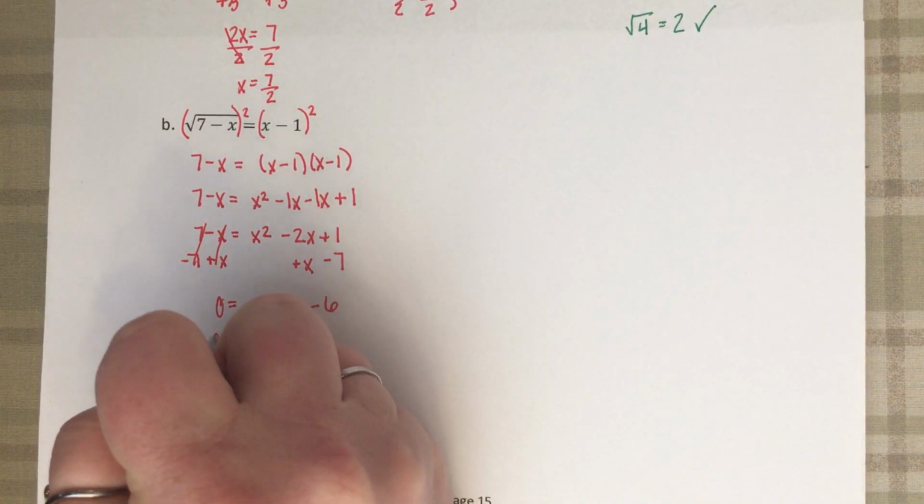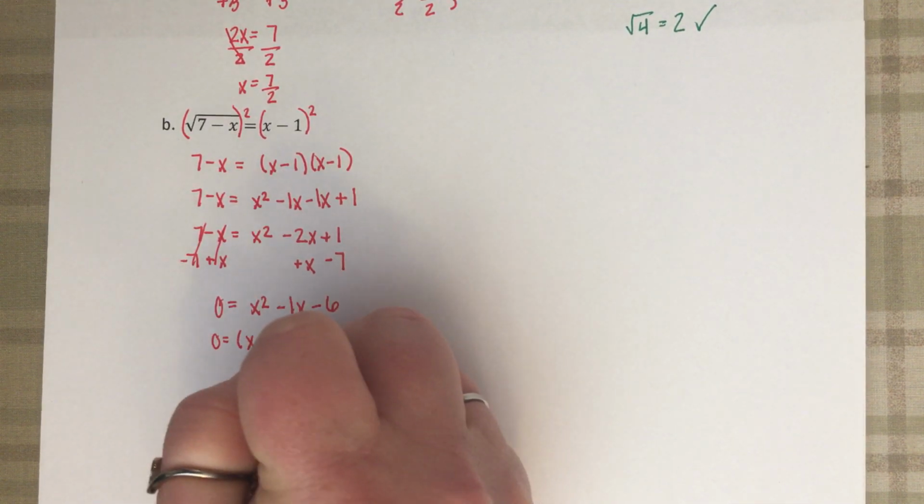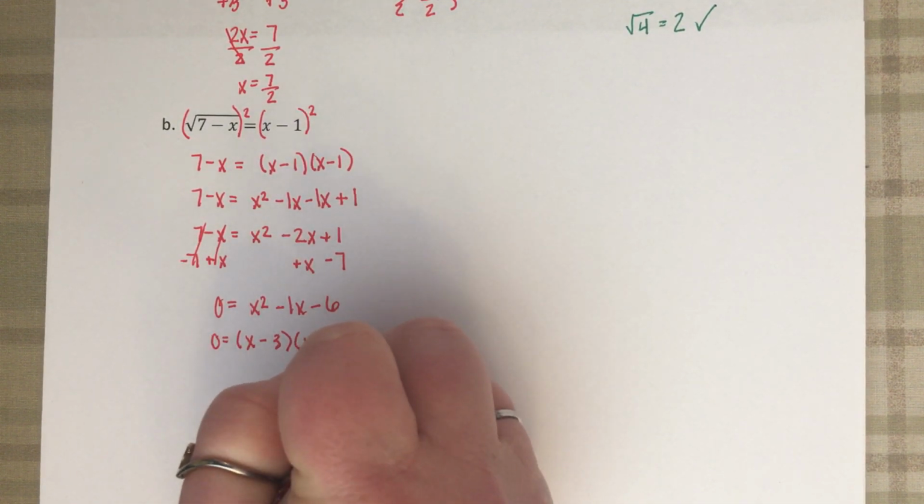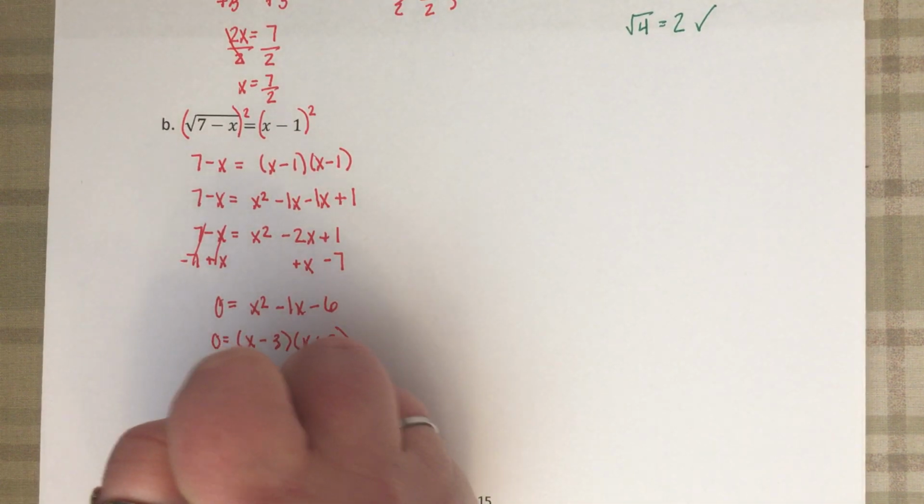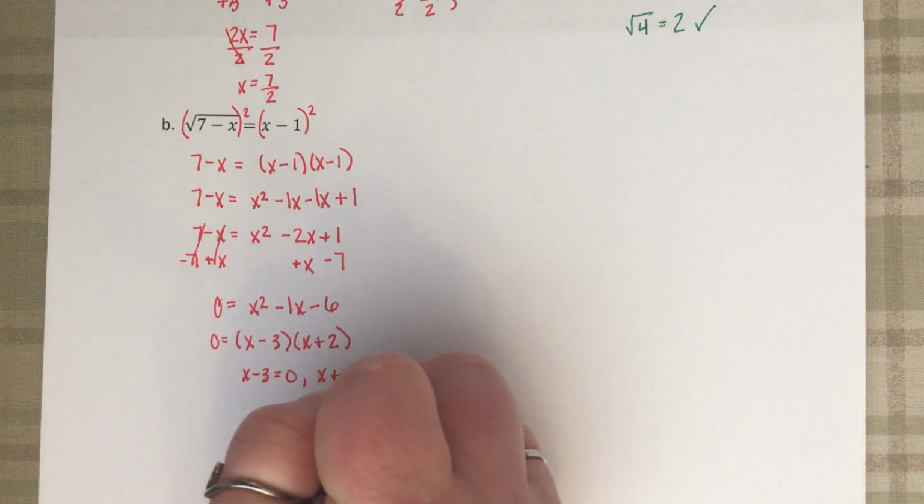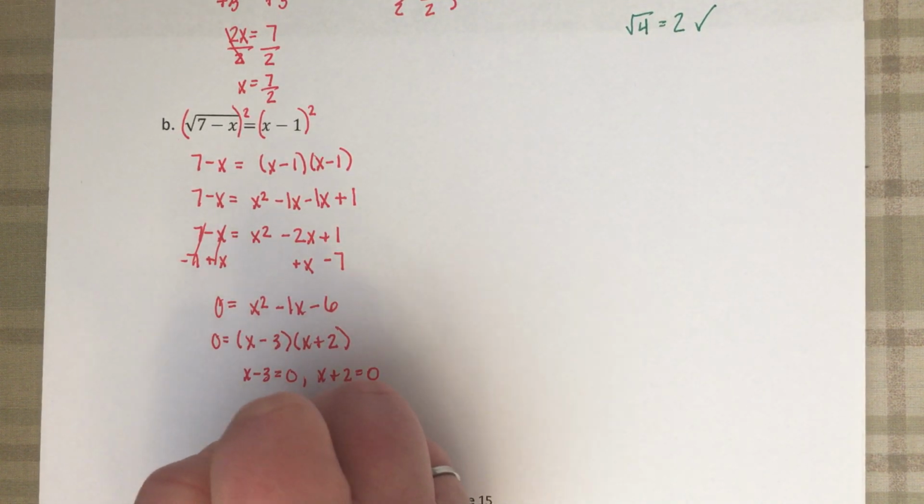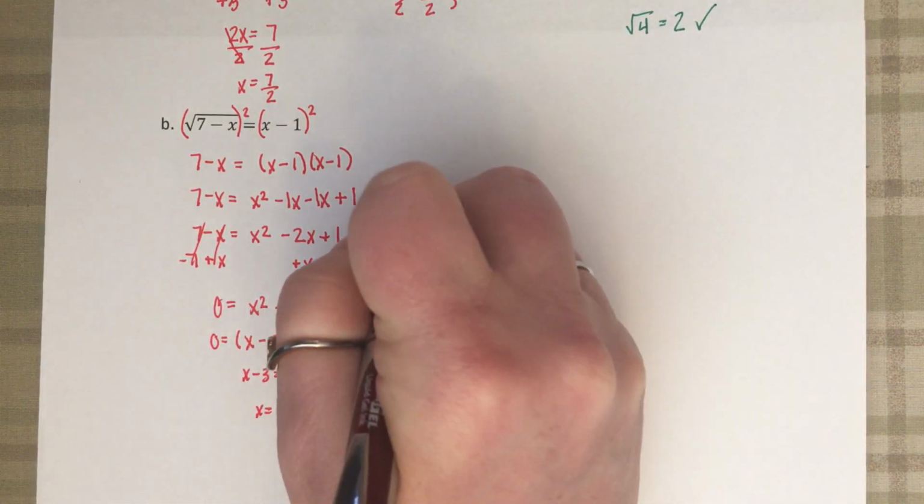So here we're going to factor. Again, if you choose not to factor, you could always use your quadratic formula. We need 2 numbers that multiply to give us negative 6, add to give us negative 1. So we're going to use a negative 3 and a positive 2. Set both of those equal to 0. X equals 3, or x equals negative 2.